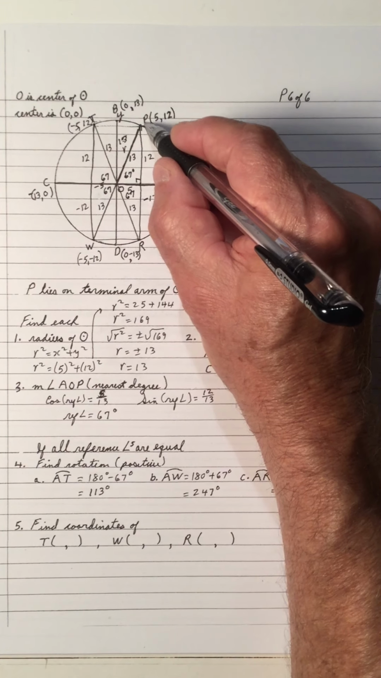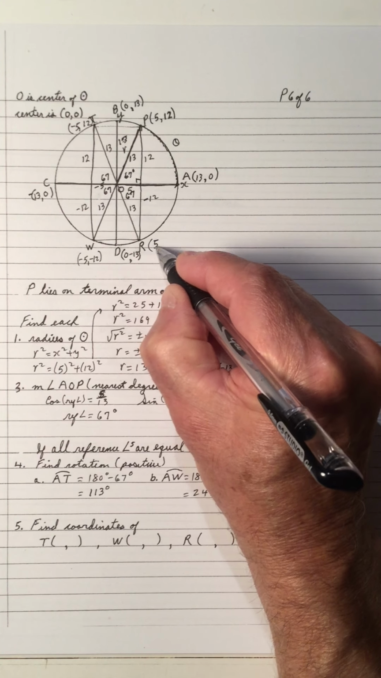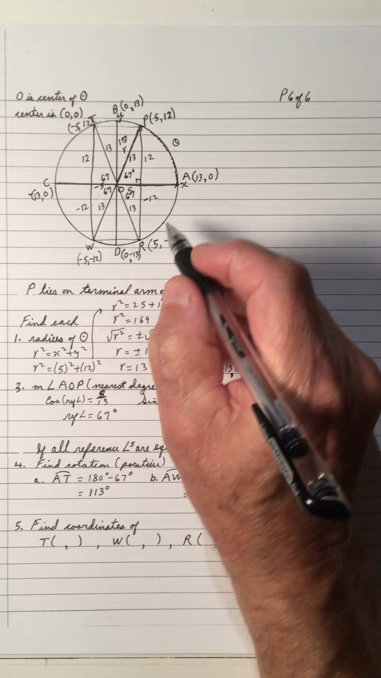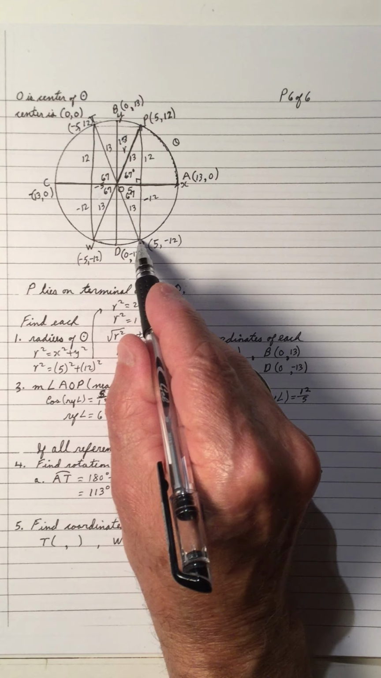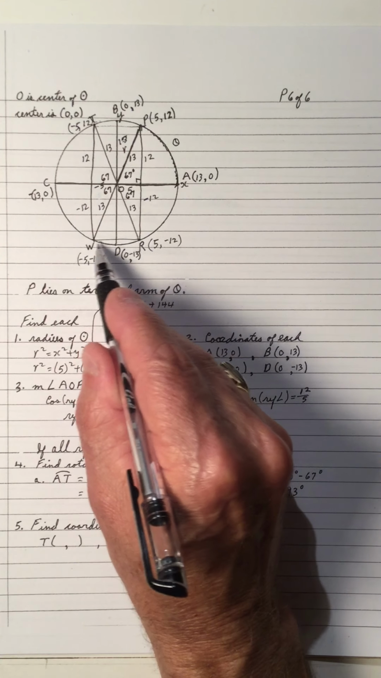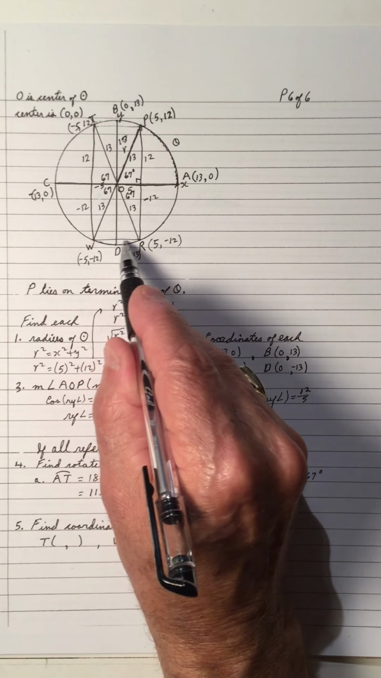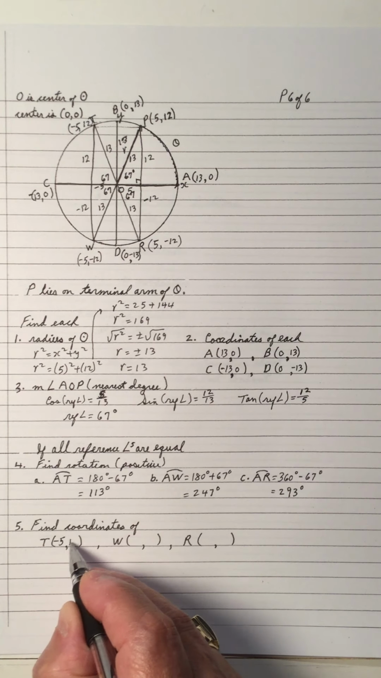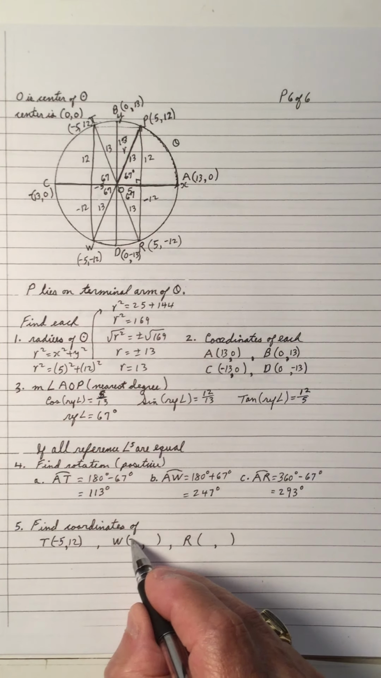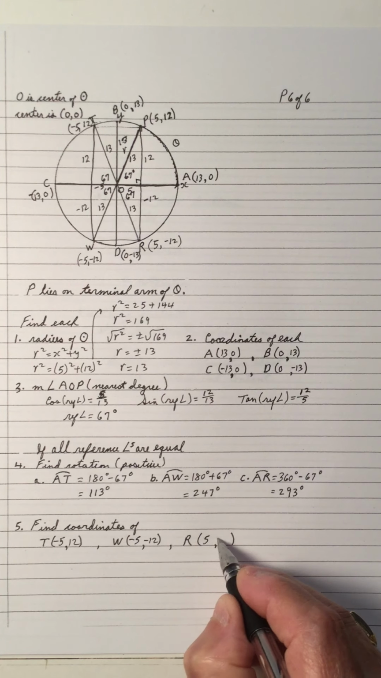If you move down from this one, the X is the same, but the Y changes. If you move from here to here, the X changes, but the Y doesn't. So moving from W to R on this horizontal line, the X goes from a -5 to a +5, but the Y stays the same, -12. So there are the coordinates. T is -5, 12. W is -5, -12. And R is 5, -12.